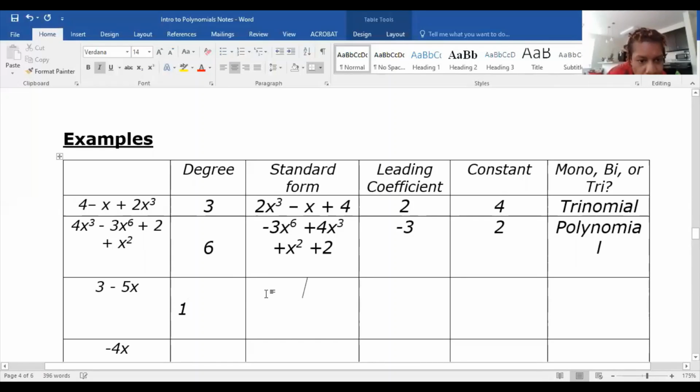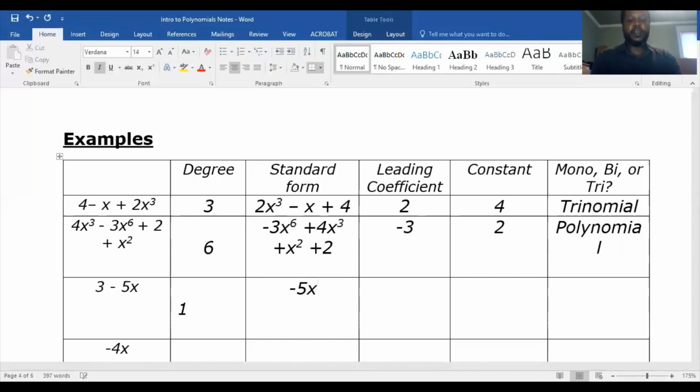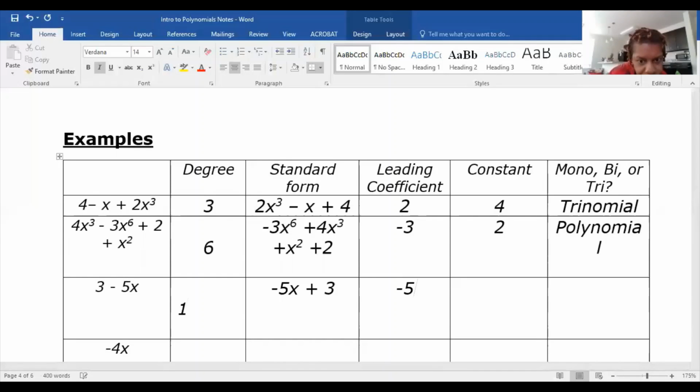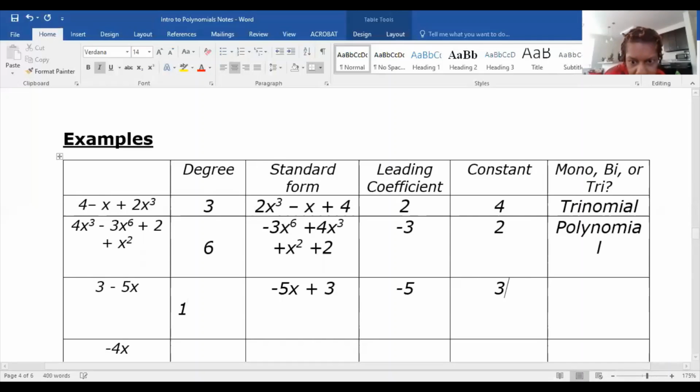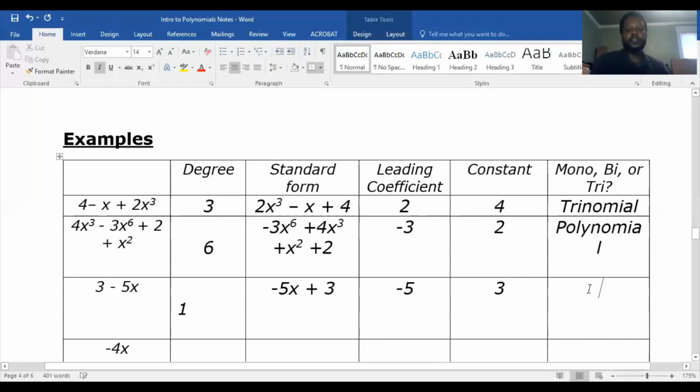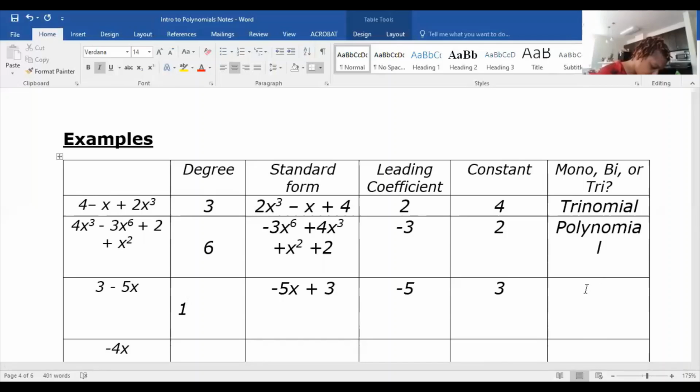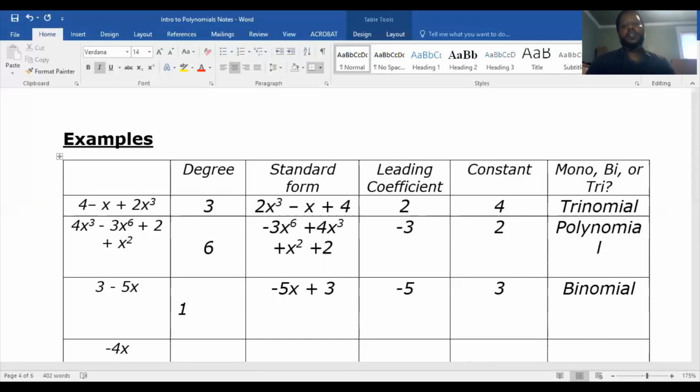Okay, good. So, of course, the first thing we're going to put is -5x, right? And then we're just going to put plus 3. That's how we write that in standard form. So what's my leading coefficient? -5. Perfect. What's my constant? Just 3. Yep, and you can say +3. Good. So then how many terms do I have? I have 2. Binomial. Perfect. That's it.